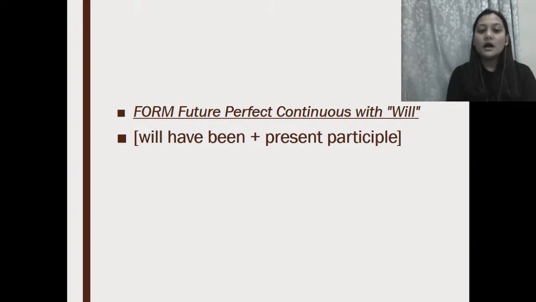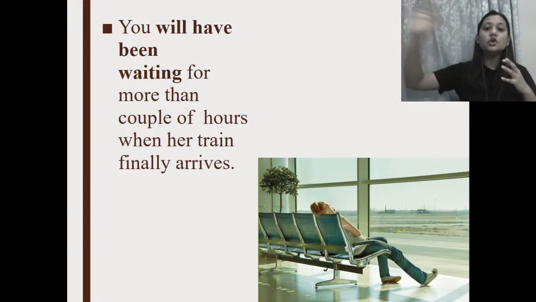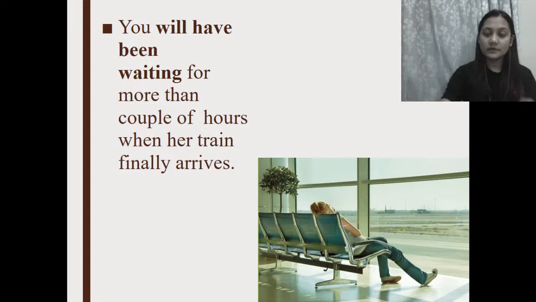Now, a form of future perfect continuous with will have been plus present participle. Now, you will have been waiting for more than a couple of hours when her train finally arrives, right? You will have been waiting. You're talking about an action which is going to take place for a longer period of time, right? फ्यूचर परफेक्ट में क्या हुआ था कि you have a definite time, but here there is no definite time.